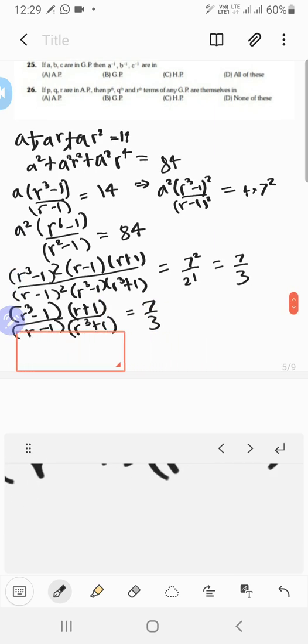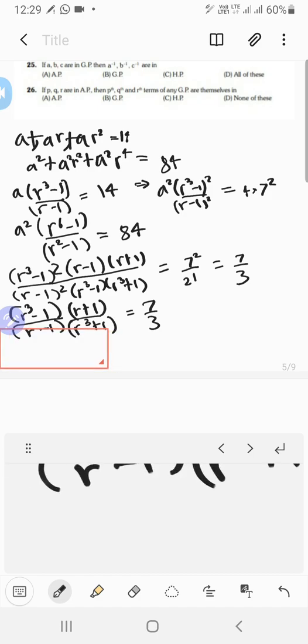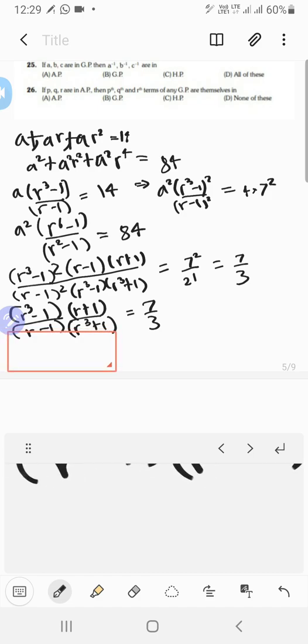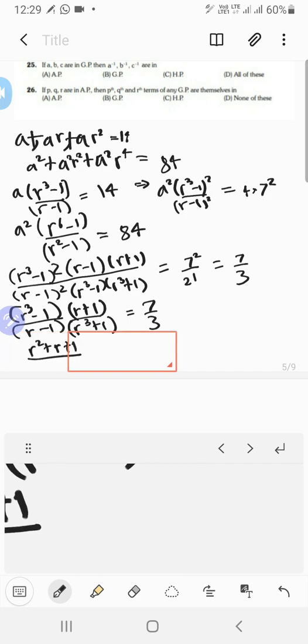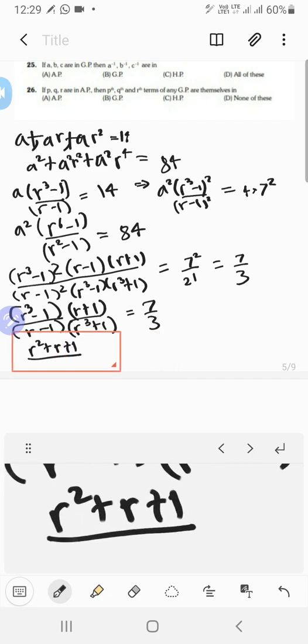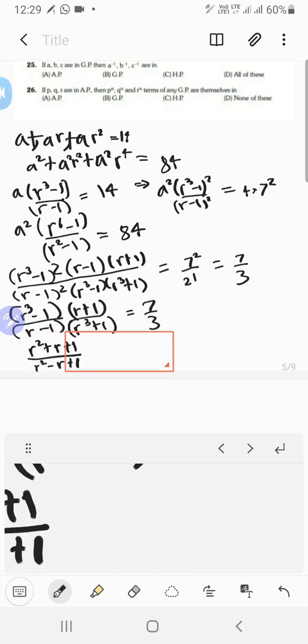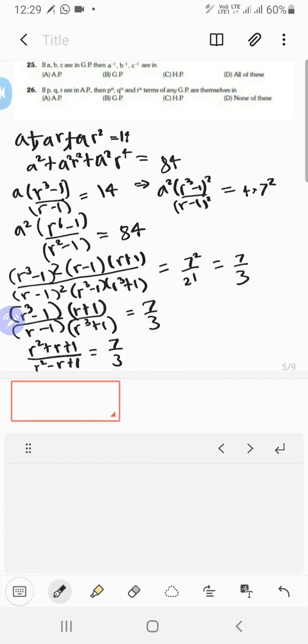Now you can use the formula for sum of cubes to write r cubed minus 1 as r minus 1 times r squared plus r plus 1. So one of the factors will cancel with r minus 1, and you will be left with r squared plus r plus 1. Similarly, you can write r cubed plus 1 as r plus 1 into r squared minus r plus 1. So you will be left with r squared minus r plus 1, because those two r plus 1 will get cancelled. So you get 7 by 3 over here. Yes, we have done this once.